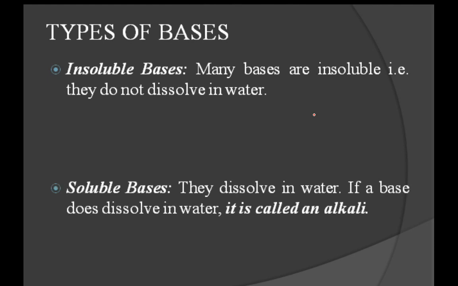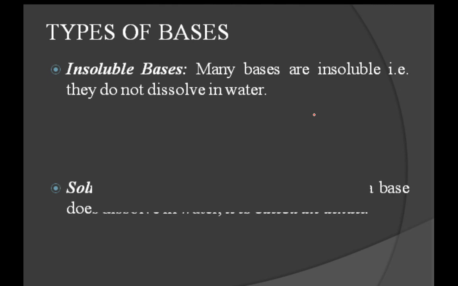Now, what I want you to note here is that bases that can dissolve in water are called alkali. Do you get it now? So we have insoluble bases and soluble bases. Insoluble bases are those that cannot dissolve in water, while soluble bases are those that can dissolve in water. If a base can dissolve in water, it is called alkali. Is that clear now? It is called alkali. You get it now?